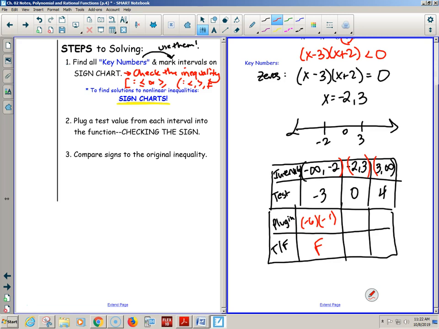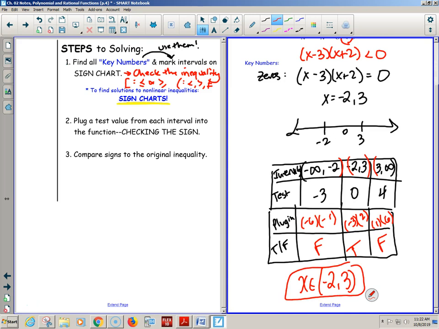Plugging in 0. 0 minus 3, that's -3. It's just a little easier in your head. 0 plus 2, positive 2. And negative times that, well, it's a negative. That's true. Negatives are less than 0. And then 4, once again, we figured out 4 minus 3 is 1. 4 plus 2 is 6, which is not less than 0. That's greater than. It's another false. We got to our final answer of this inequality is true when x is within or in between.